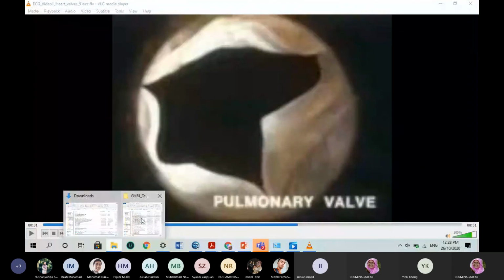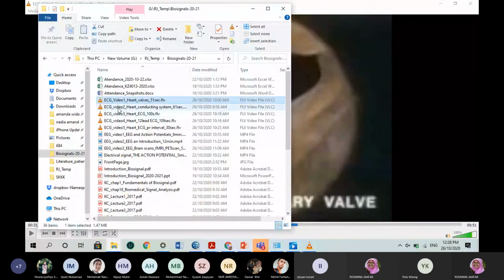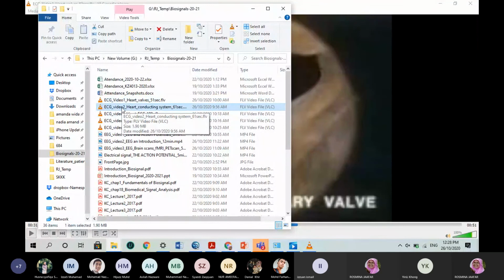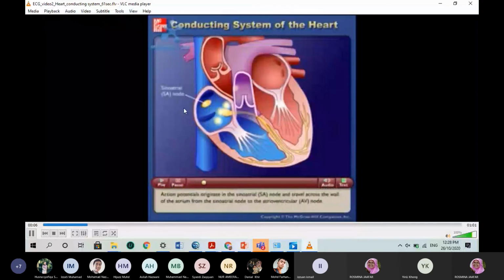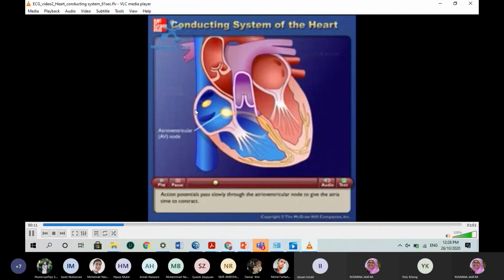And I want to show the electric part of the heart, where the heart has its own rhythmic pattern. The origin of the impulse, where we have the SA node and the AV node.